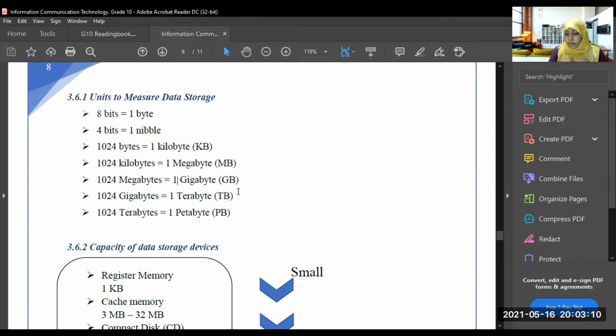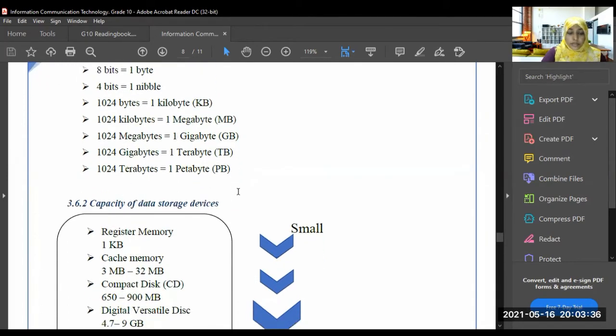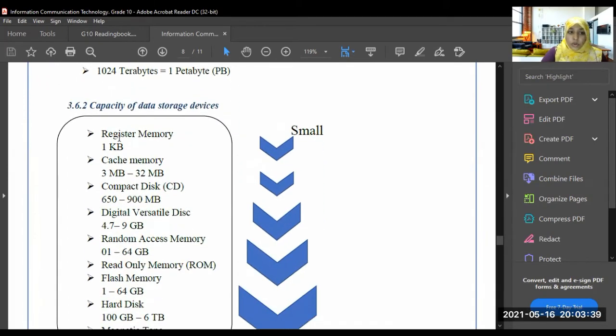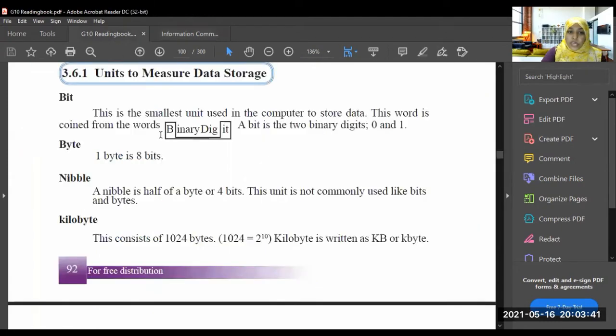So normally these data storages are considered in the hard disk or else in the RAMs. Normally in RAMs and hard disk we are considering this unit measurement, and also in the storage devices like pen drive, CDs, DVDs, Blu-ray disc. Right. Now let's go to the capacity of data storage devices.